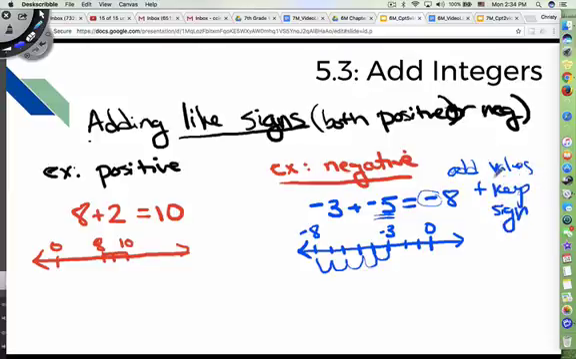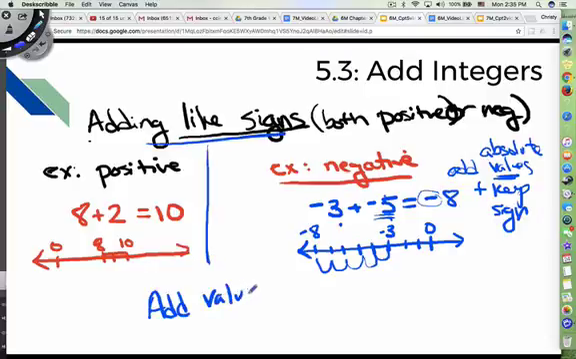And this is meaning to say add their absolute values, right? Because the absolute value of -3 is 3, the absolute value of -5 is 5, so you're adding 3 and 5, and you're just keeping that sign, okay? But key to understand it, okay? So quickly you would say add values. When you're adding like signs, you add values and keep their sign.